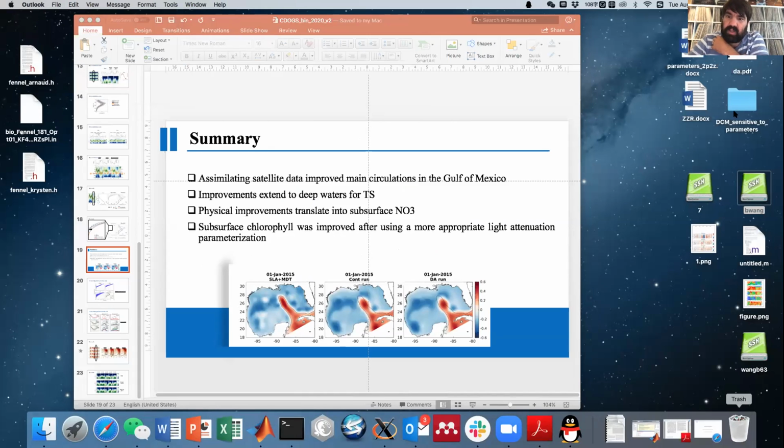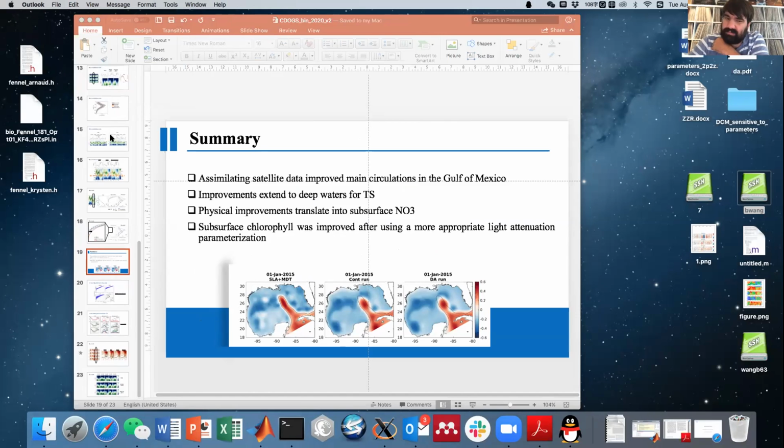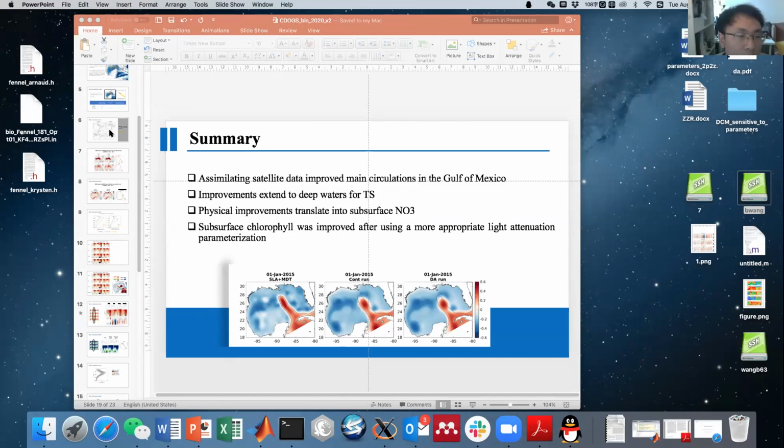Yeah, we had a question from Yo-Yu: in the DA sat run, do you not assimilate Argo temperature and salinity, only sea surface height and sea surface temperature, etc.? Okay, so in the DA sat run, we didn't assimilate the Argo profiles. We only assimilate the satellite data. Okay. Thanks for that clarification.